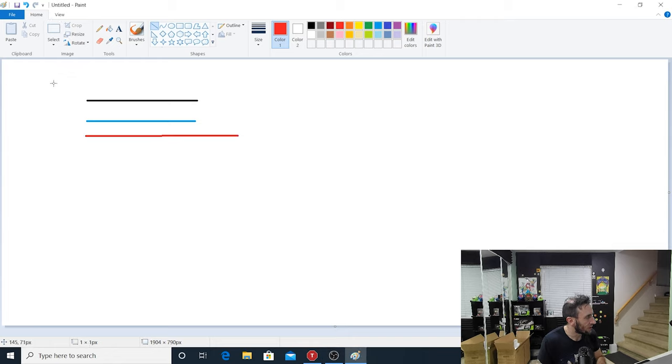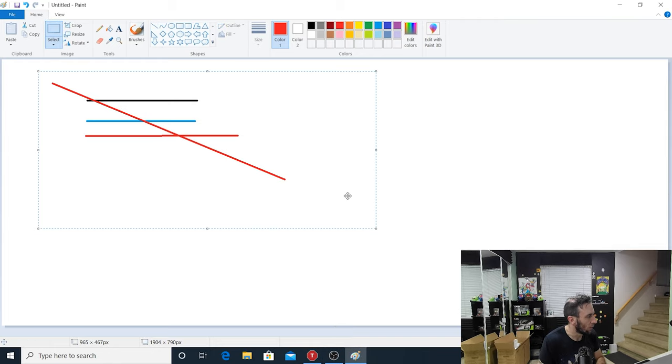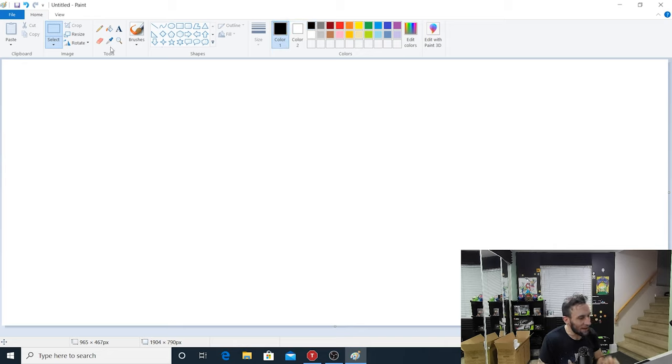Let me just erase this. Oops. I'm terrible with Paint. So let's say we have a 10900K at 5 gigahertz, right? And let's say the instruction cycles, let's say 1, 2, 3, 4, 5, and so on. These are the Intel instruction cycles. This is a terrible representation, but whatever.